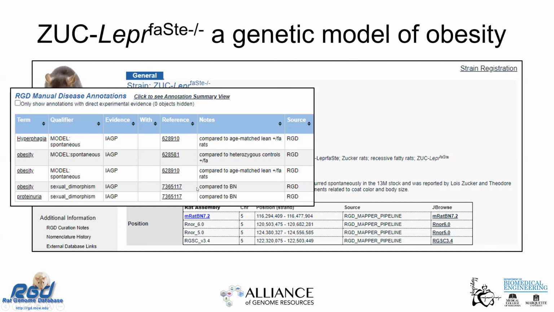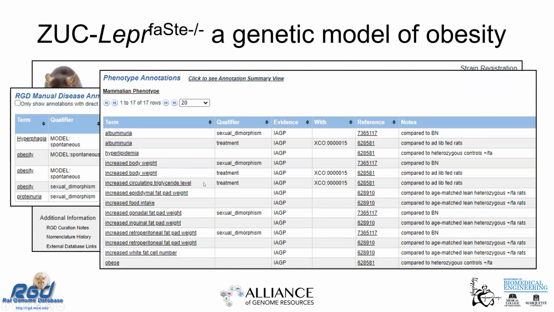And you can see that both of those are compared to the BN. And then there are also phenotype annotations. These are from the Mammalian Phenotype ontology. So it gives you the whole list of actual phenotypes that have been seen. So not just the diseases, but basically the phenotypes that underlie those diseases, with all of the information that we've talked about.